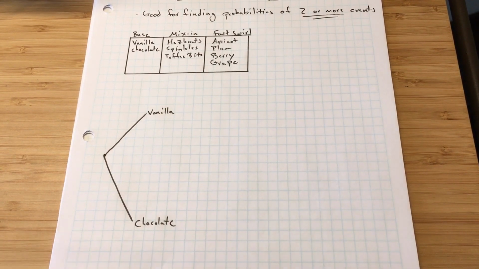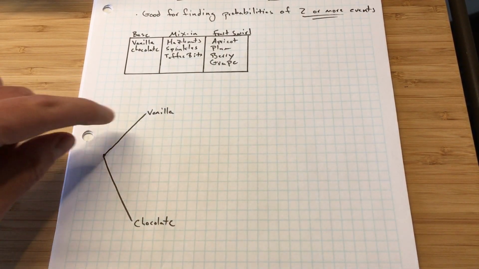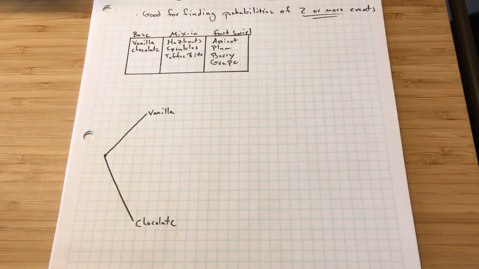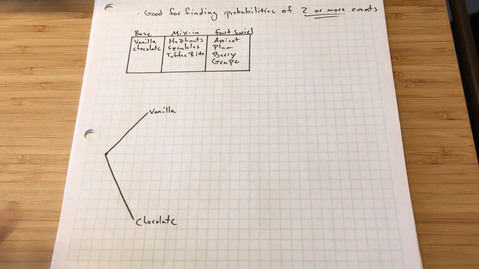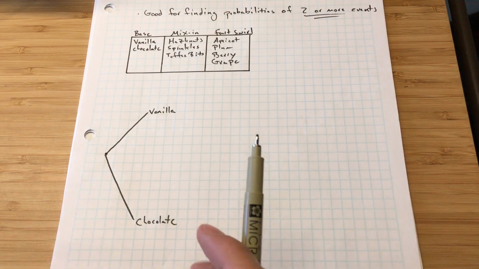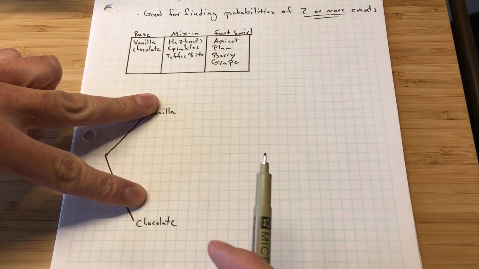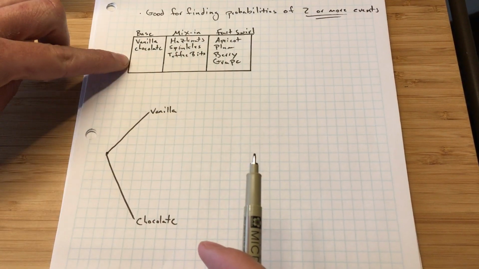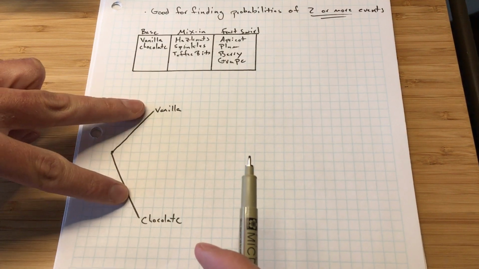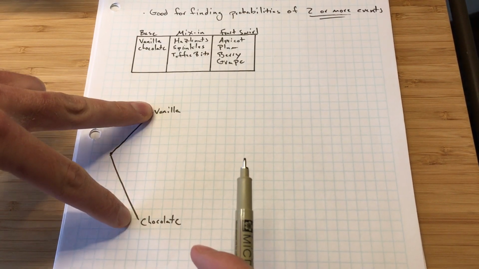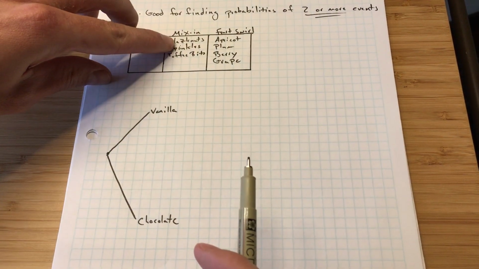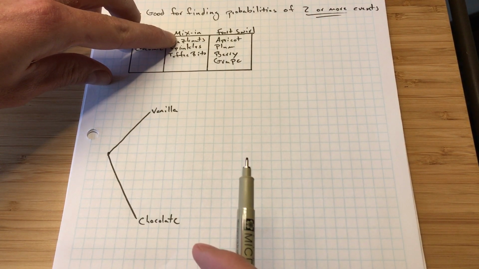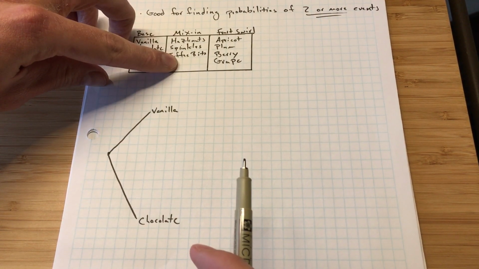Now, when you do these in the future on your own, you don't have to write the full word. I usually just do V and C, but for the first one, I didn't want to confuse you, so we're going to do it with the full word. This represents the 2 outcomes from my first choice, right? We've split off into 2 different worlds, one where I picked vanilla and one where I picked chocolate. My next event is my choice of mix-in. There are 3 different outcomes from that event.